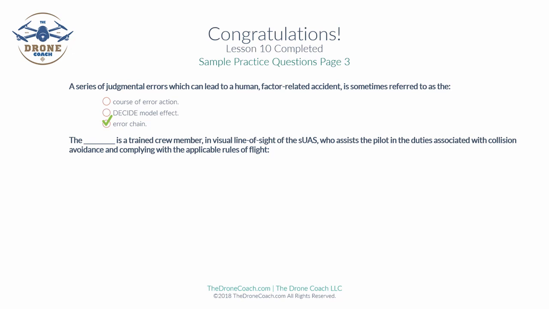The blank is a trained crew member who's in visual line of sight of the small unmanned aircraft, who assists the remote pilot in the duties associated with collision avoidance and complying with the applicable rules of flight. Visual line of sight is the clue, and the answer is visual observer.